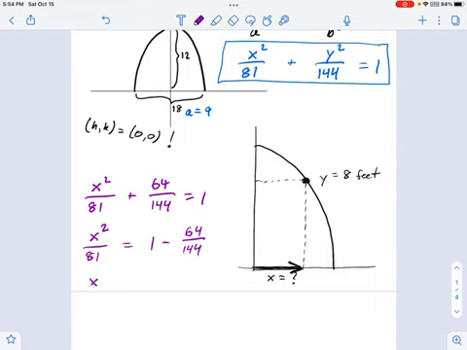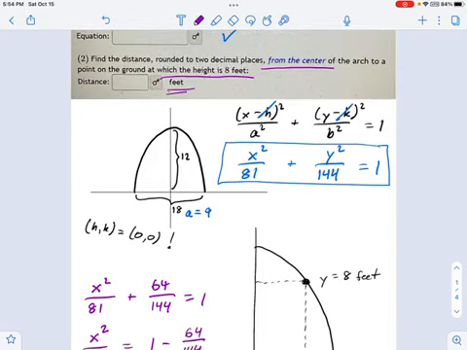Multiply both sides by 81. You get x squared equals 81 times 1 minus 64 over 144. And so on. Take the square root of this thing, and you're going to get x equals 6.71. Now, on a written test, right here, I give you feet. I write that in there.